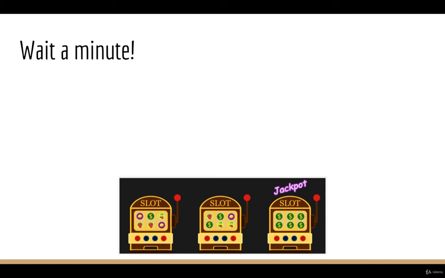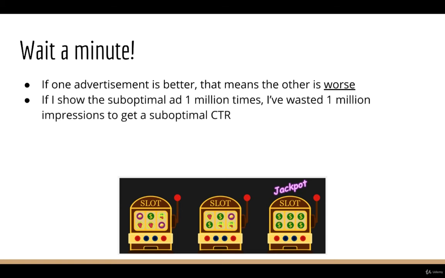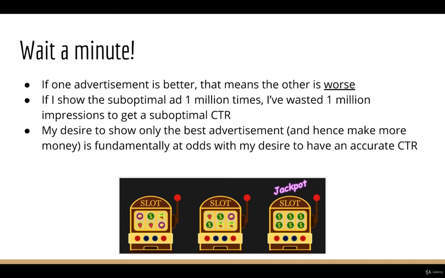But there's a problem with that too. Keep in mind that if one advertisement is better, that necessarily means the other advertisement is worse. That means the better advertisement will result in more profit, and the other advertisement will yield less profit. So if I show the worst advertisement 1 million times, that means I've wasted 1 million impressions for a suboptimal click-through rate. In other words, my desire to always show only the best advertisement to exploit the optimal click-through rate is fundamentally at odds with my other desire to have an accurate answer for what the click-through rates are in the first place.